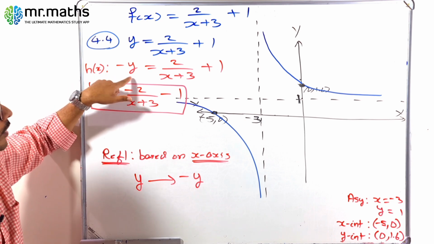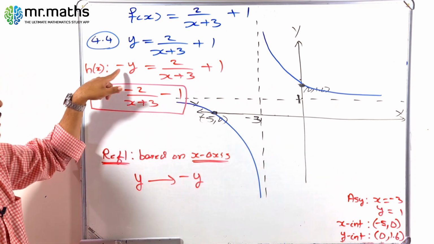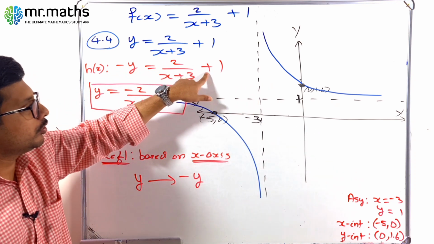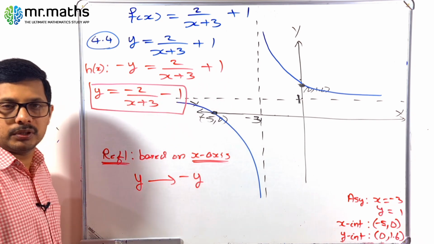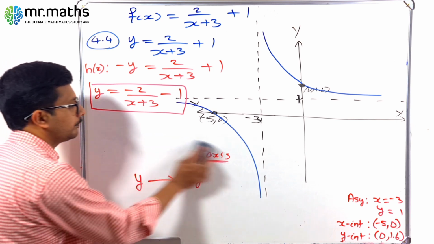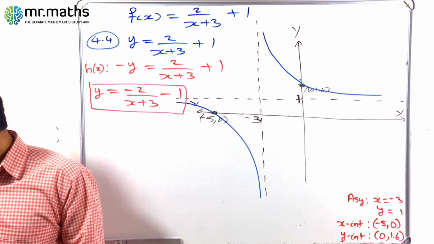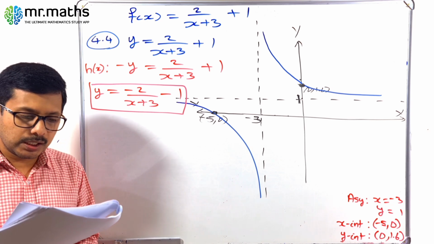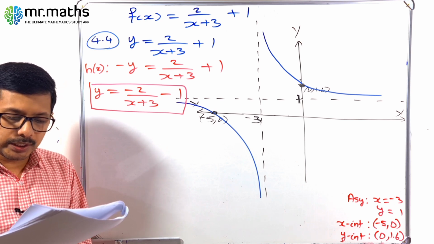So how can I write positive y? I multiply it throughout with a negative. So negative into negative, positive. Negative into 2, negative 2. Negative into plus 1, negative 1. And this is our h of x graph. Did you understand up to there? Now, before I go to the next step, try to understand like this. What is the question? Determine the equation of the axis of symmetry of h having a positive gradient.